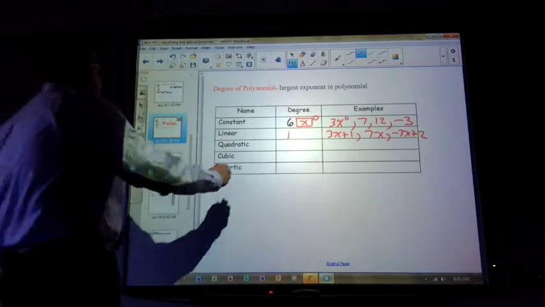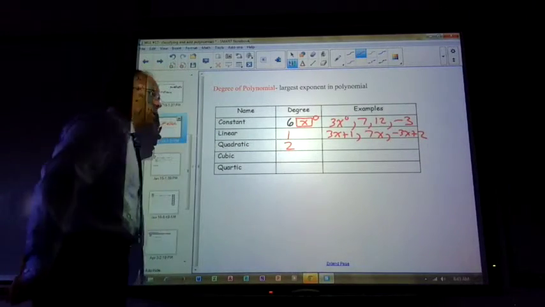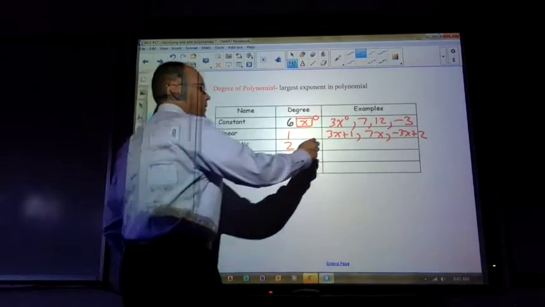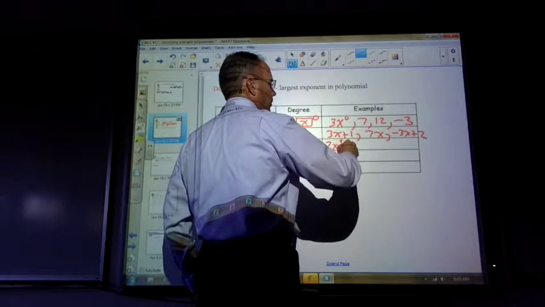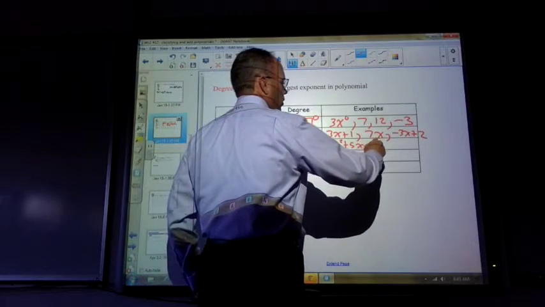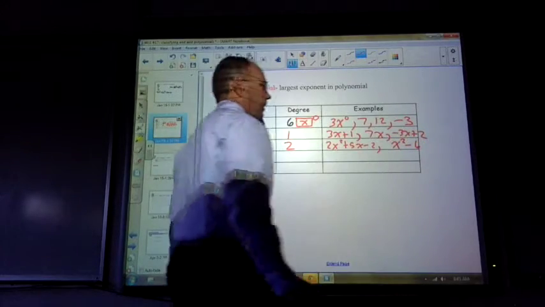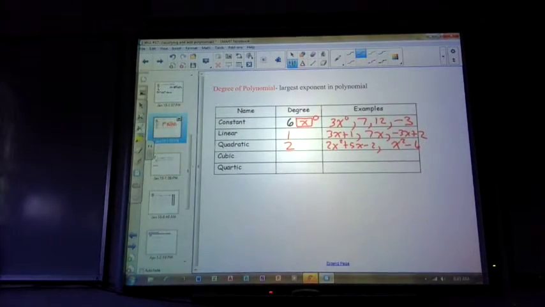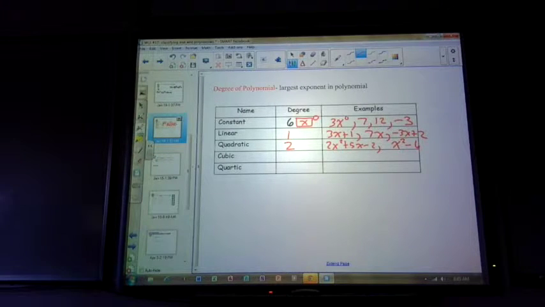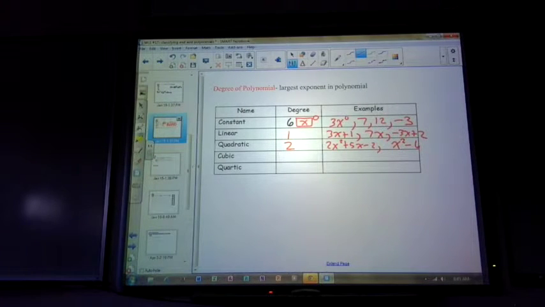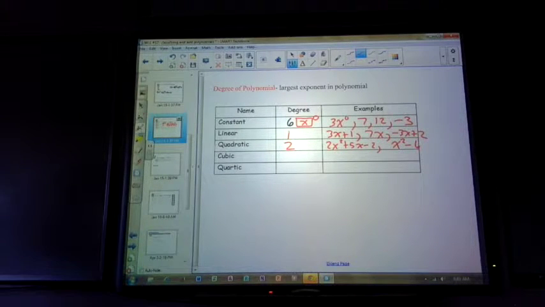Quadratic is a second degree. Okay, examples of quadratic would be 2x squared plus 5x minus 2, x squared minus 6, things like that. You have something raised to the second power. So the second power, if you graph it, looks like a parabola. A parabola can open up or down. We won't see math in high school where they open to the right or to the left, but they could technically. Okay? Cubic, what do you think it's going to be?